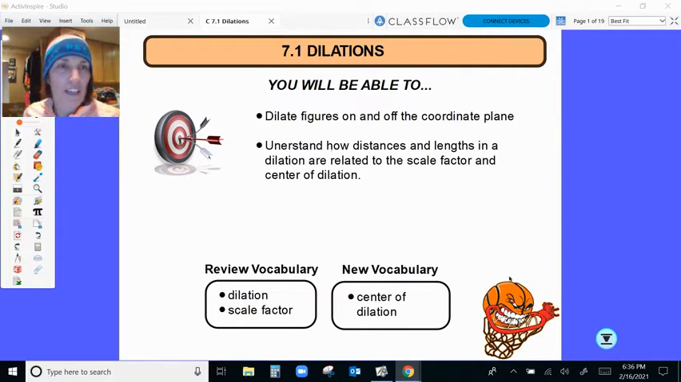Everybody, welcome back. We're going to begin Unit 7, which is all about similarity. Unit 7.1 talks about dilations. We're going to talk about that right now, okay?